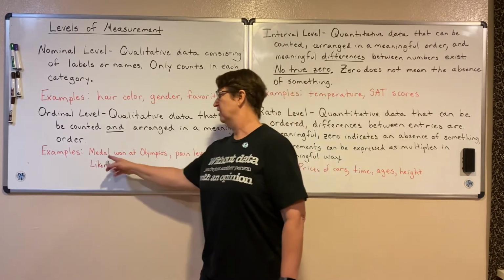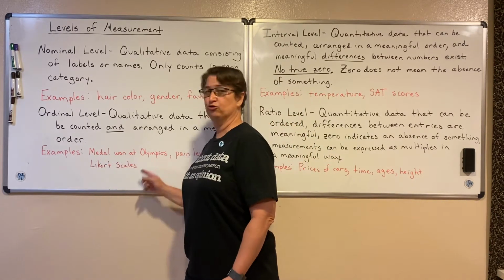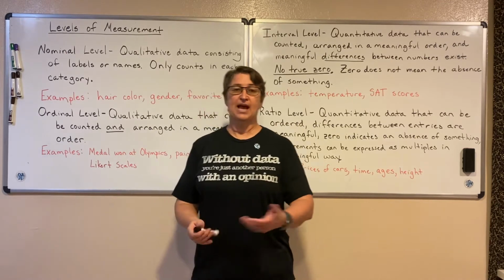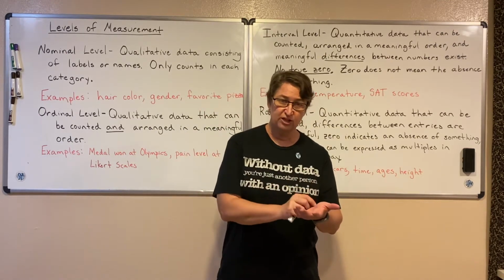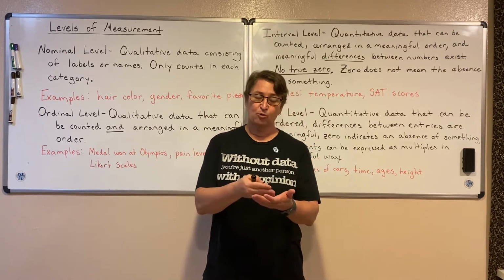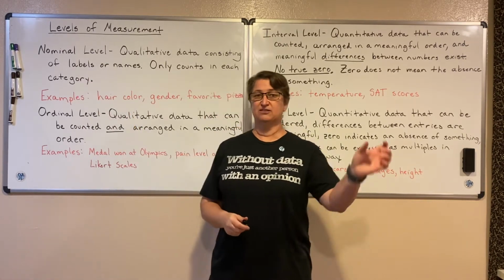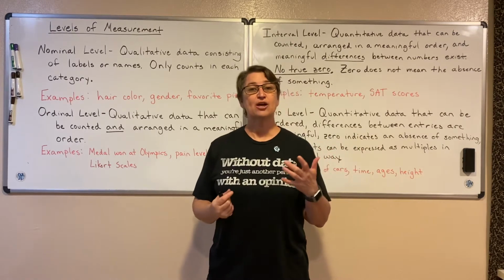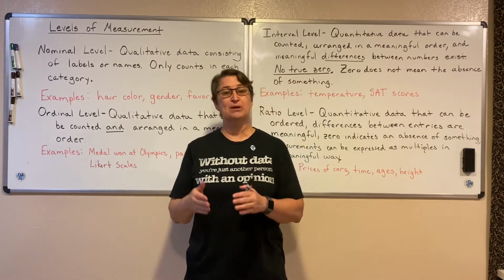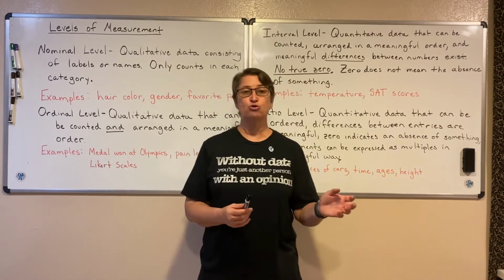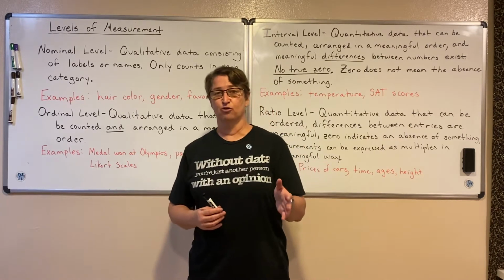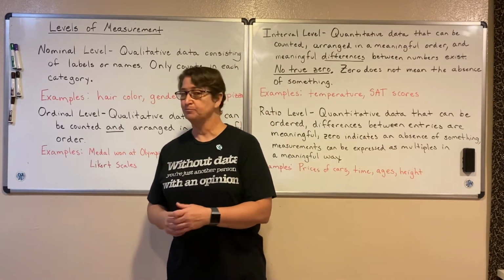For instance, if I asked you what type of medal did you win at the Olympics, and I write down gold, silver, bronze, I could count how many gold medals there were and how many silver medals there were, but I could also arrange those in a meaningful order. Gold is better than silver, is better than bronze.